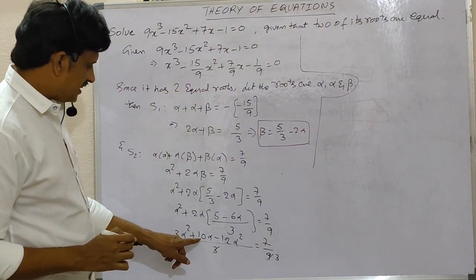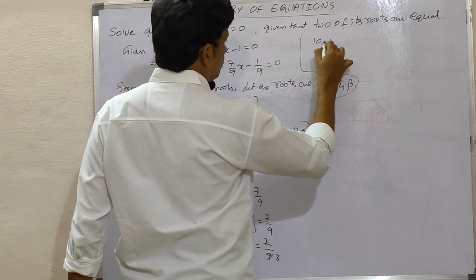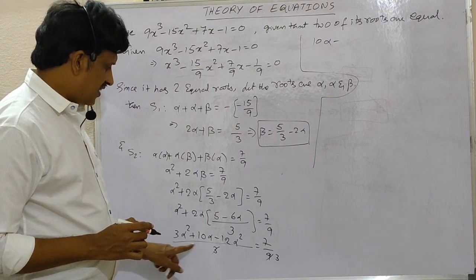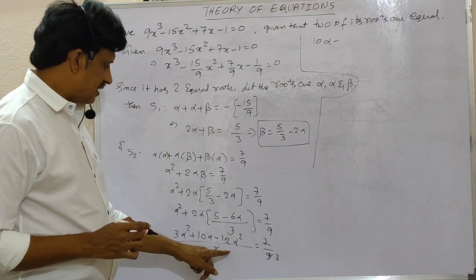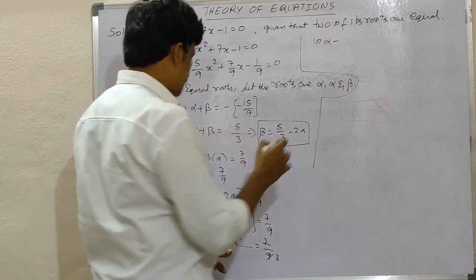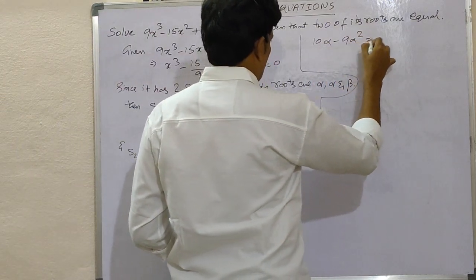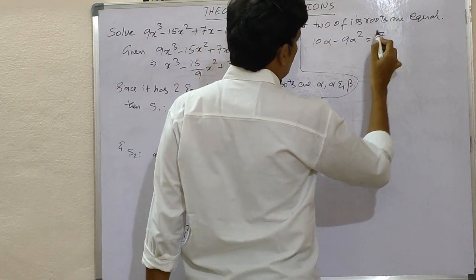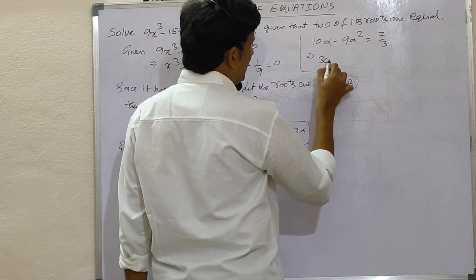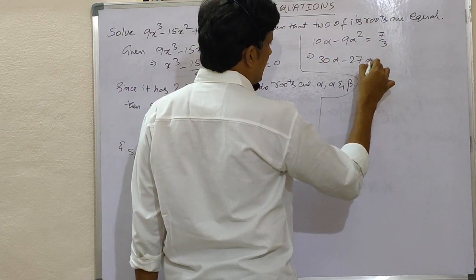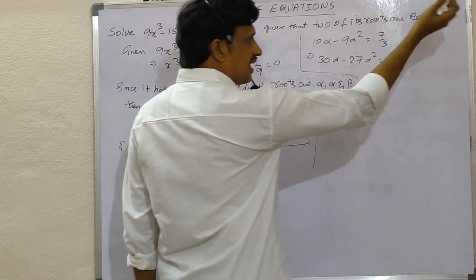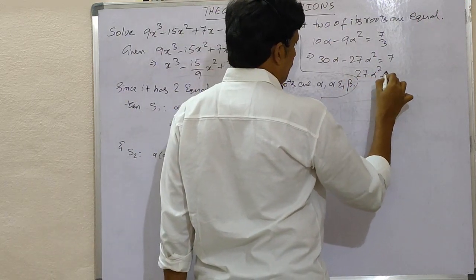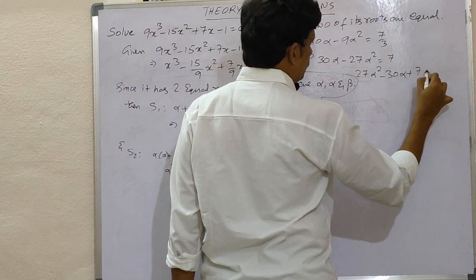Then here the numerator is 10 alpha minus 12 alpha square plus 3 alpha square. So 3 alpha square minus 12 alpha square, you can observe here, that is minus 9 alpha square, is equal to 7 by 3. Now multiply with the 3. 3 into 10, 30 alpha minus 3 nines are 27 alpha square is equal to 7. Write all the terms together in the RHS part. So then 27 alpha square minus 30 alpha plus 7 is equal to 0.